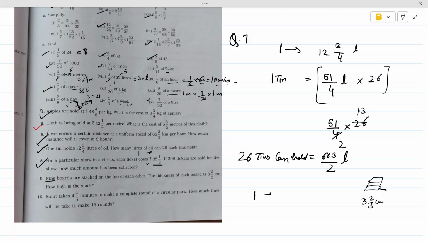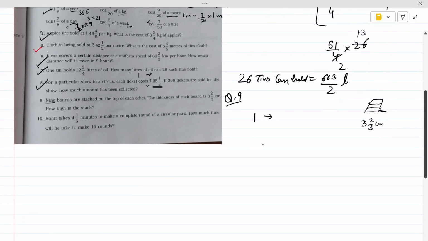Thickness of one board is, question number 9, 3 2 by 3 centimeters. This is given to us as 3 2 by 3, which is equal to 3 into 3 is 9 plus 2, 11 by 3 centimeters is the thickness of one board. And we have 9 such boards. They are stacked one upon each other. They are 9 boards. So what is the total height of the stack?